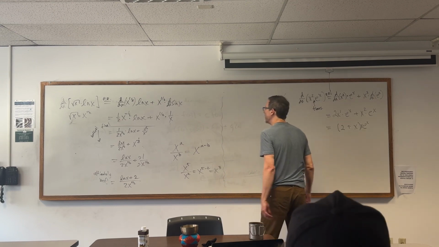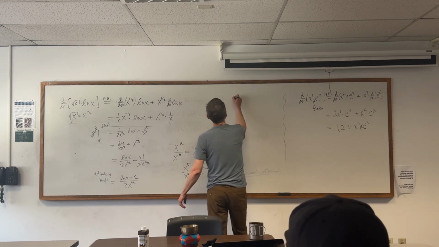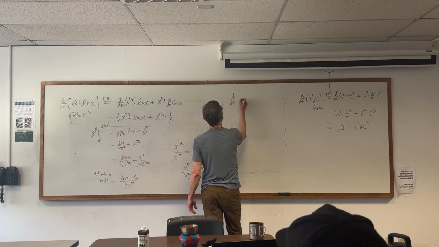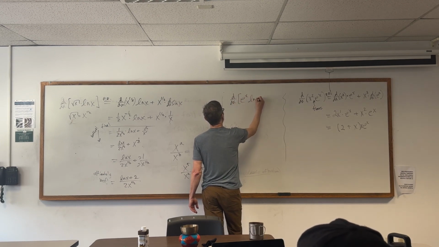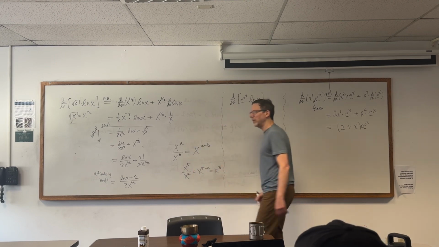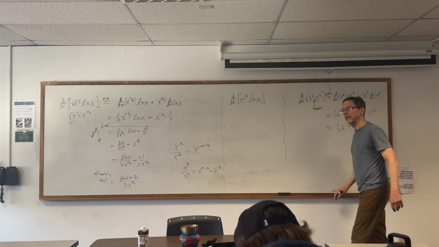All right, so let's do another one. What is the derivative of e to the x times natural log of x? Simplify as much as possible.